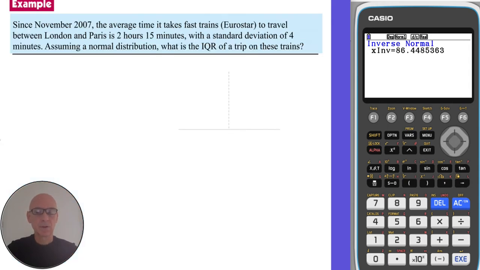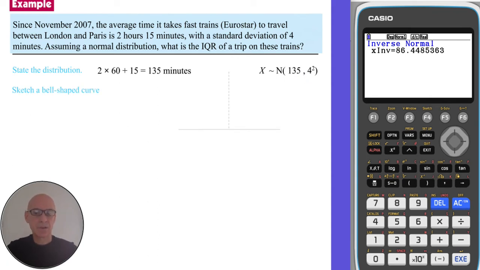In this final question, we're asked to calculate the interquartile range of a trip. We're told the train times are normally distributed, so we start by stating the distribution. If we convert the average train time, 2 hours 15 minutes, into minutes, the distribution will be that x follows a normal distribution with a mean of 135 and a variance of 4 squared.